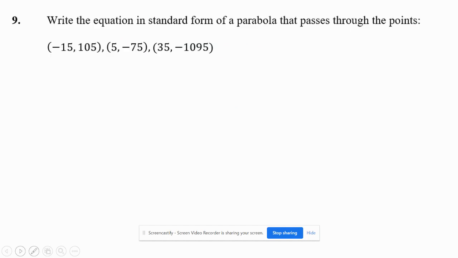All right, number 9 says write the equation in standard form of parabola that passes through the points. We have 3 points, which technically is one more point than necessary. The only issue with this one that makes it different from the other ones is that we don't know if any of these are x-intercepts. Well, they're definitely not x-intercepts because there's no y values of 0. There's no y-intercept because none of them, the x is not 0. We're not told if it's a vertex, so we can't just plug in values. So for this one, we're going to have to do quadratic regression.